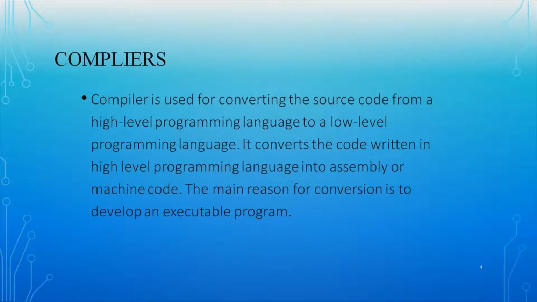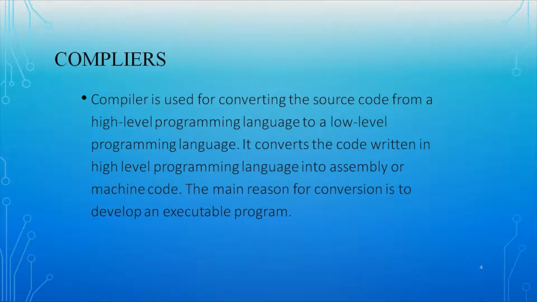So compilation is nothing but the combination of translation and optimization. As we have mentioned, a compiler is used for converting the source code from a high-level programming language to a low-level programming language. It converts the code written in high-level programming language into assembly or machine code. The main reason for conversion is to develop an executable program.